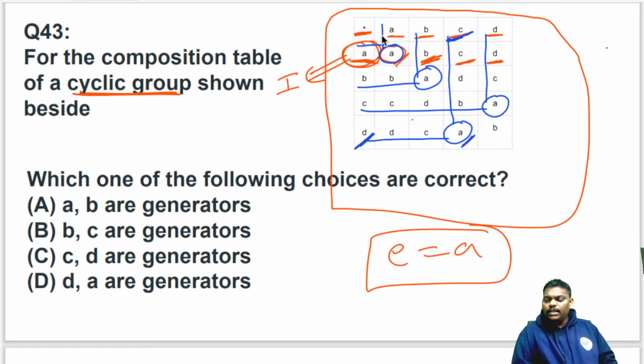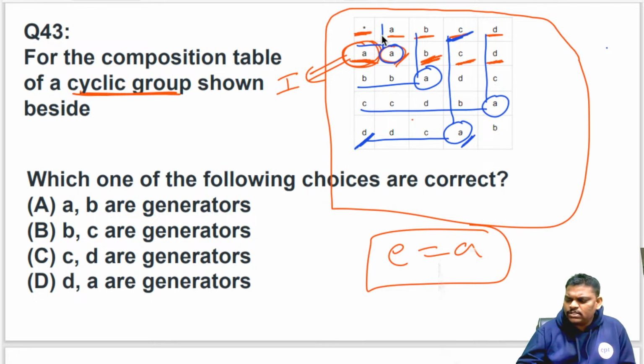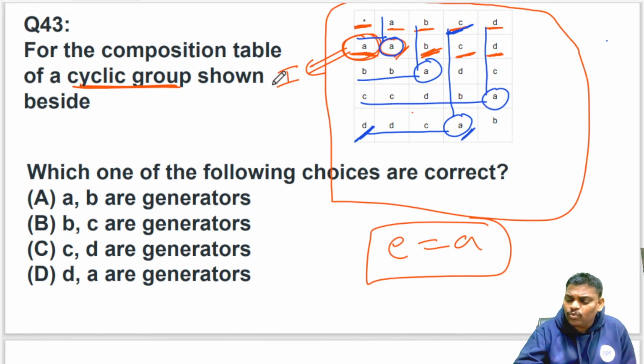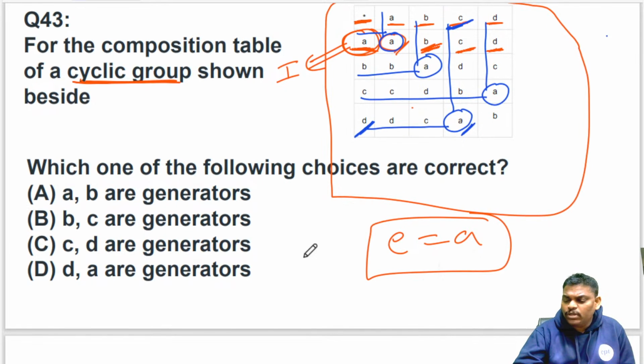Next one. D into C is going to be A. Everyone fine? Inverse is also perfect. So for every element, the inverse you also know. Now we really don't want that, because he is asking for generators only. I am doing one small work.